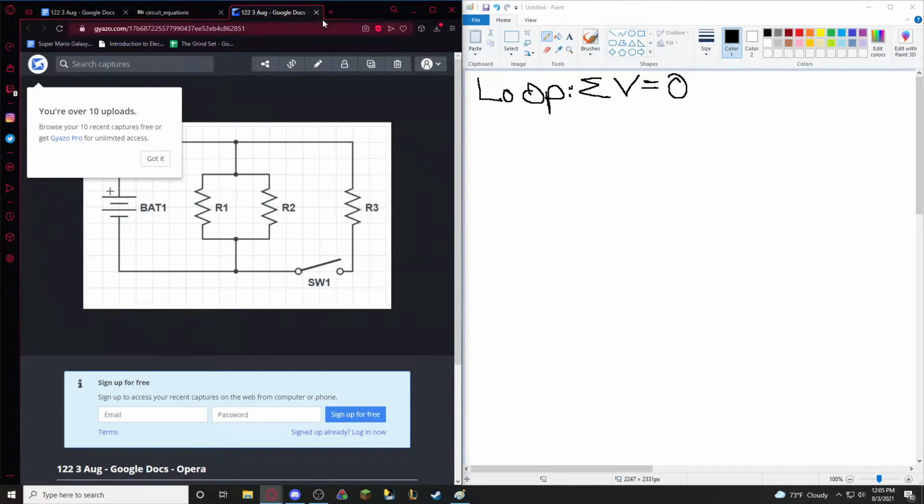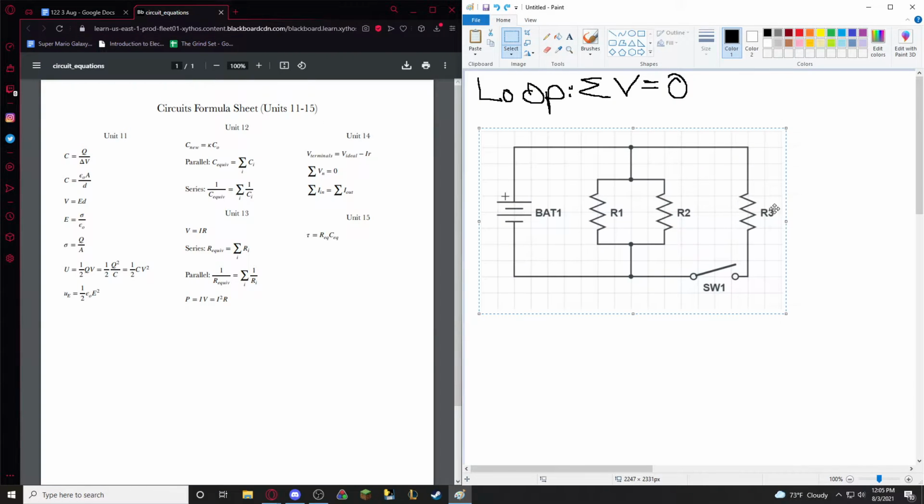So, for example, let me go ahead and do this. This loop law applies for this loop around here. It also applies for this loop around here, and this loop, and this loop. And if the switch is closed, obviously, if it's included in the circuit. It applies for literally any loop in a circuit. The total voltage gained and lost throughout that loop is going to be 0.